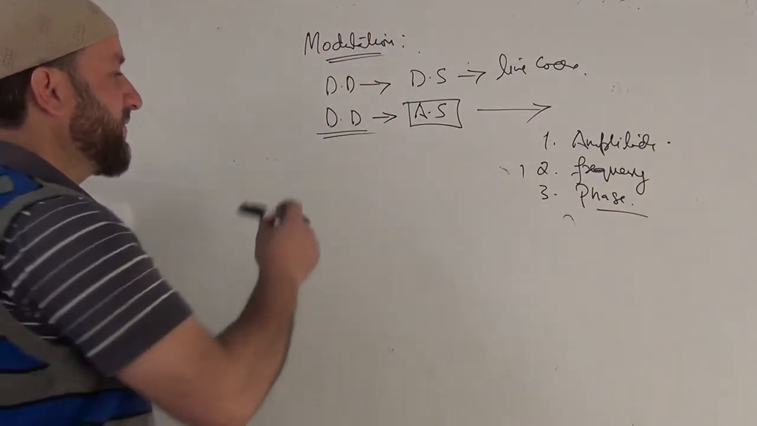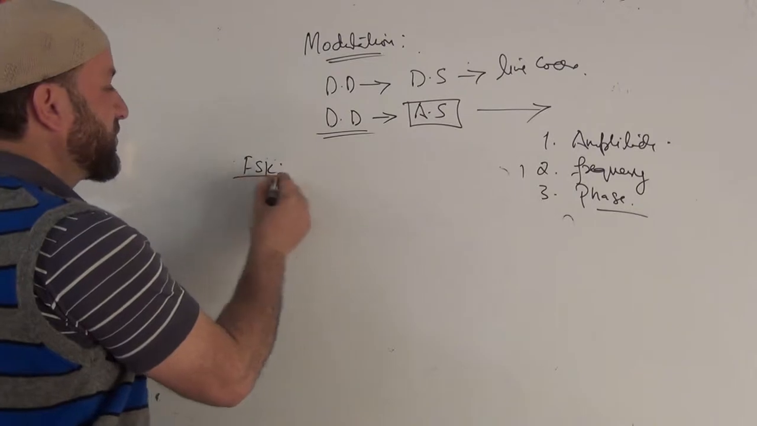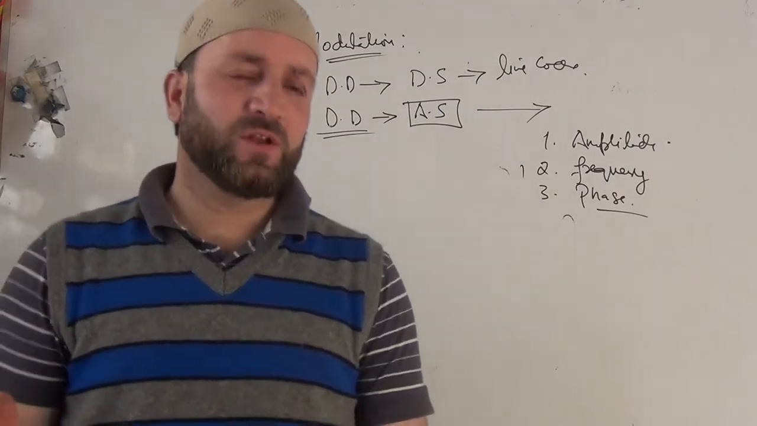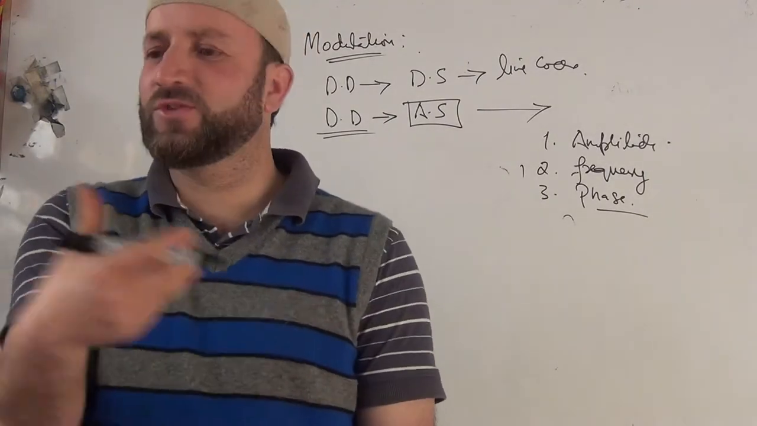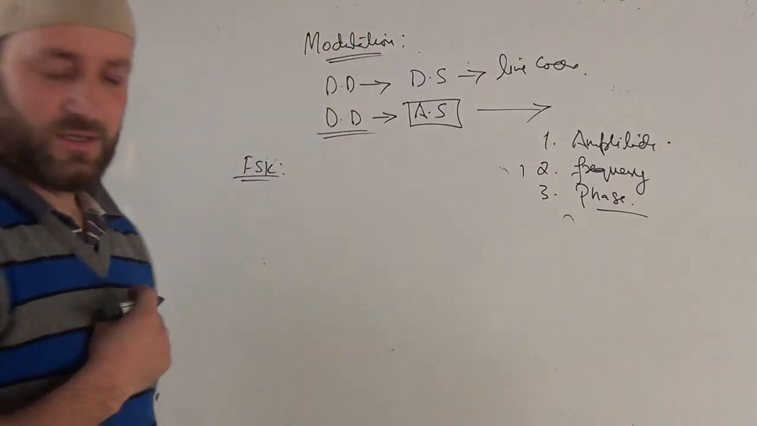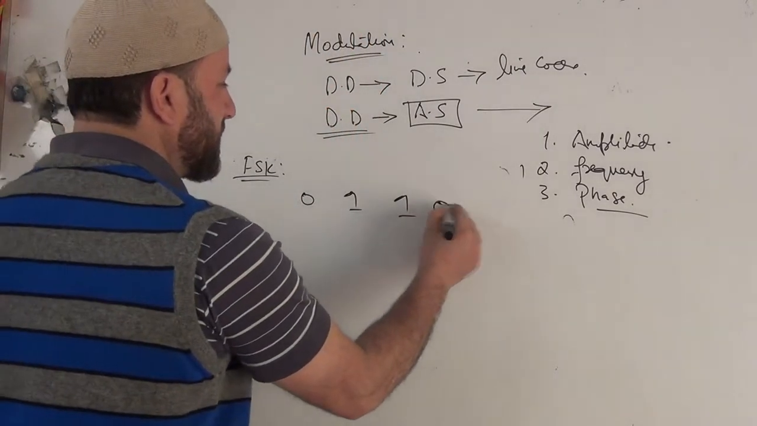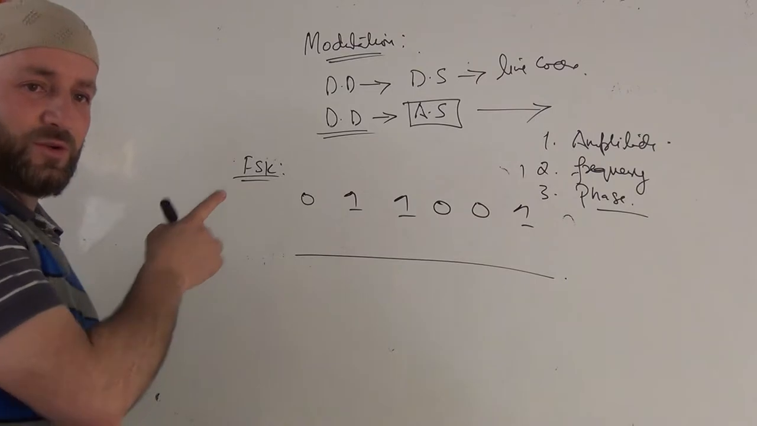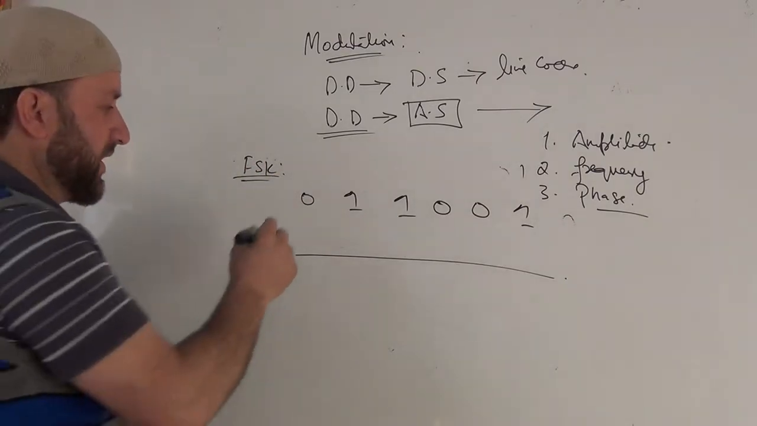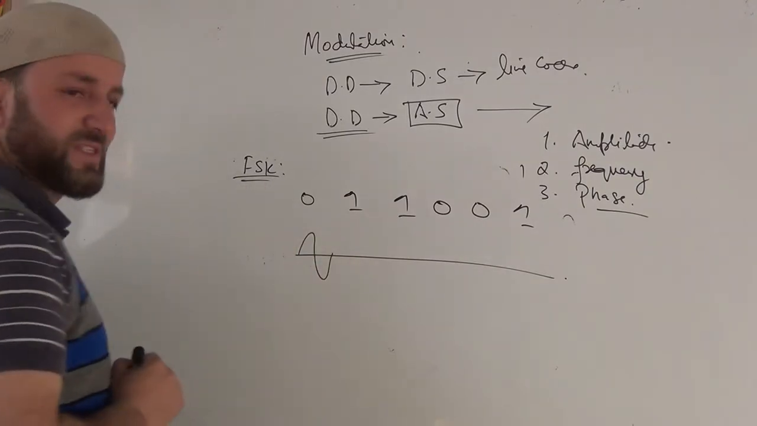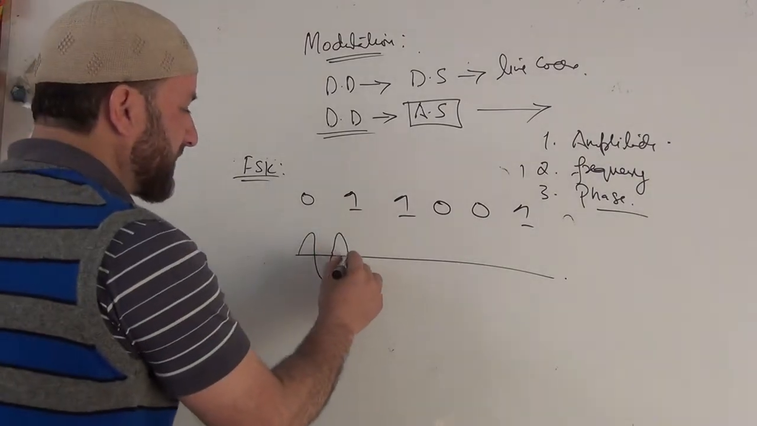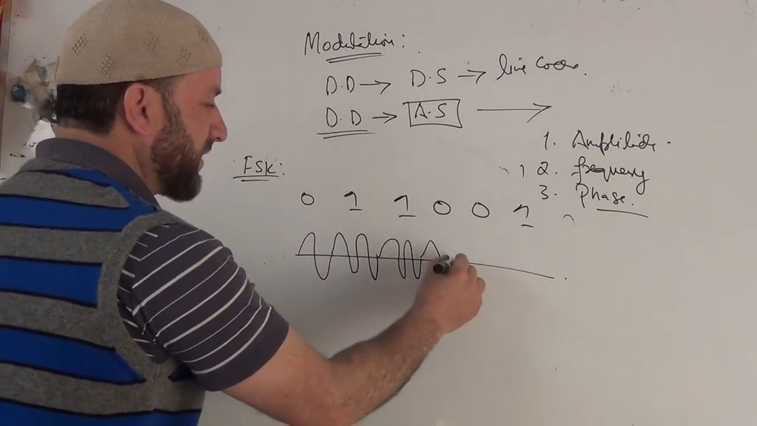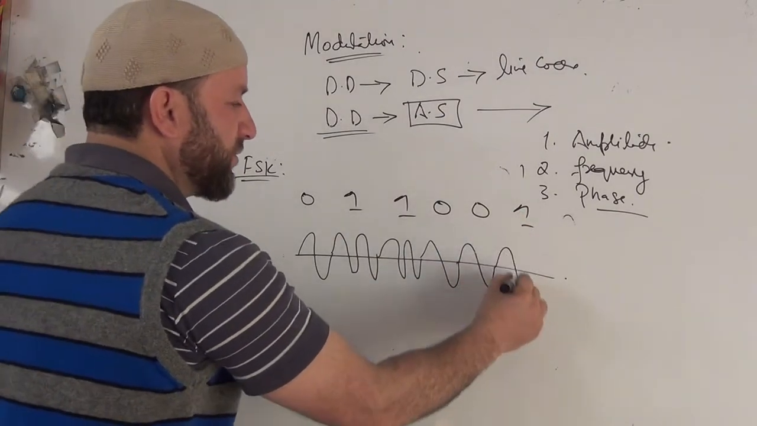So we have FSK, frequency shift keying. In frequency shift keying, what are we going to be using? Frequency. We're going to have two different frequencies to represent 0 and 1. Say the phase and amplitude remain constant, and what we change is frequency. For 0, we use one cycle, and for 1, I'm using 2 cycles.